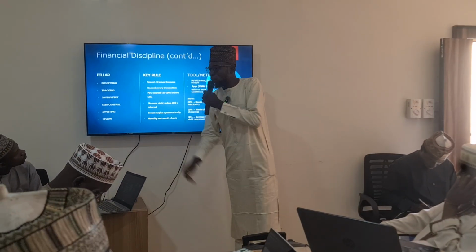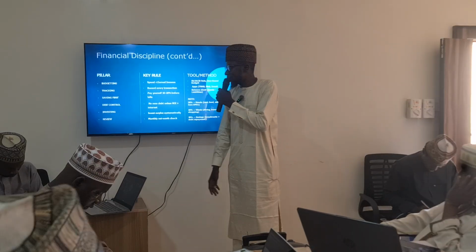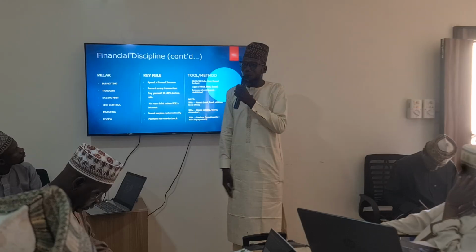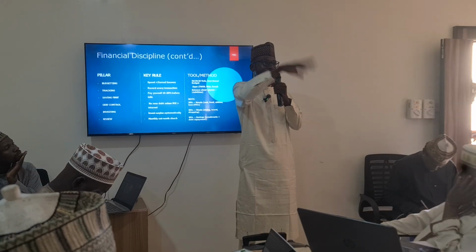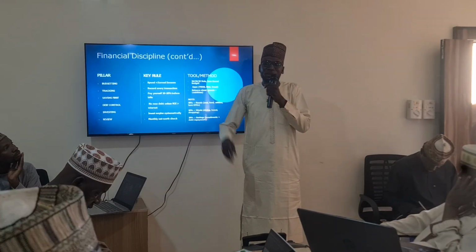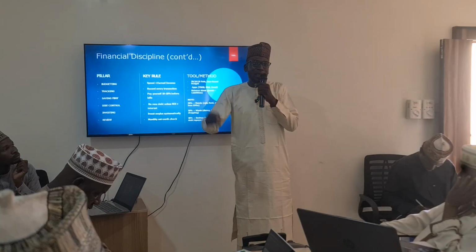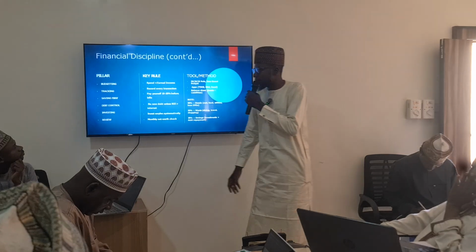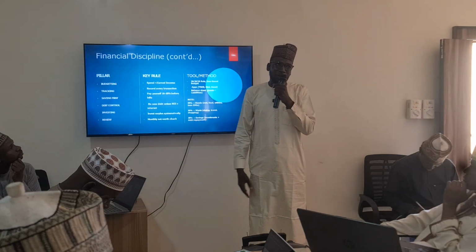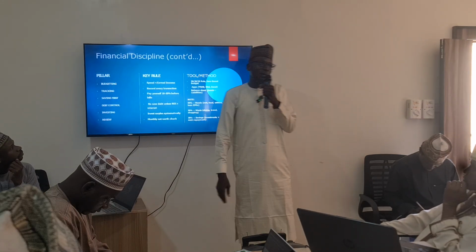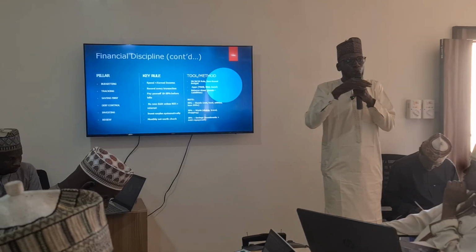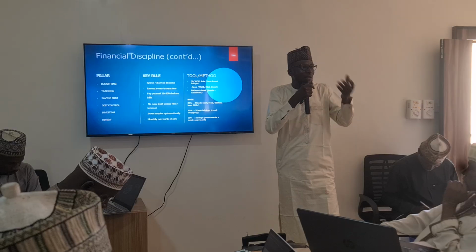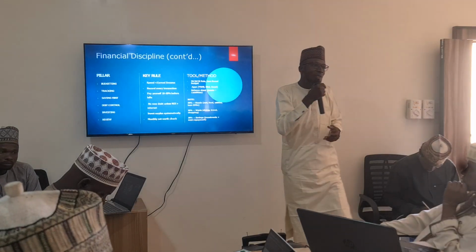Now you need to budget, track, save first, and control your debt also, because you cannot be collecting loans anyhow and anywhere. Interest ma sai ka diba. Then invest, you can be investing also. Then you review. Review means that you should be reviewing your activities maybe monthly, quarterly, or annually.